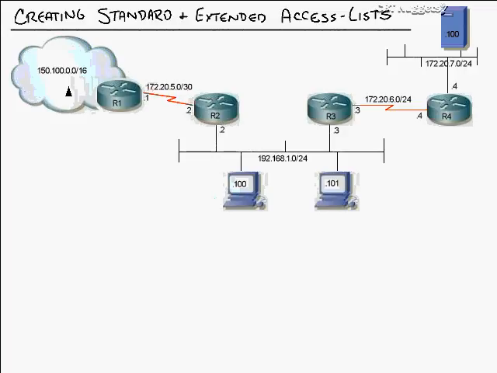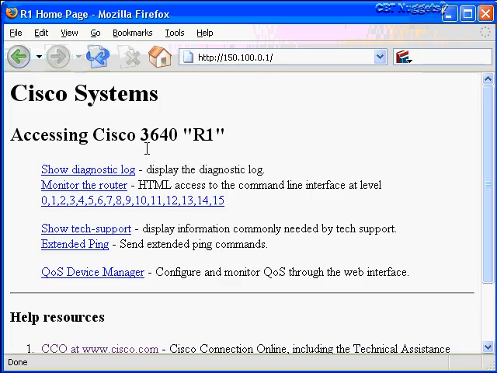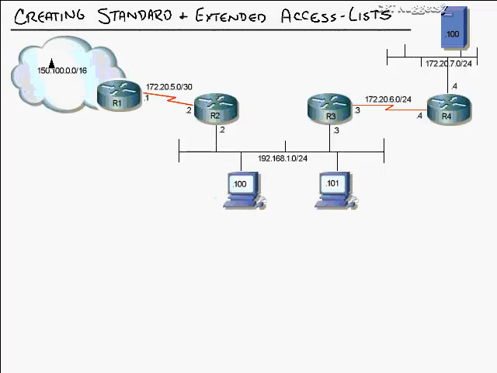Here's how I'm going to test it. I have Mozilla Firefox right here, and I'm going to type in 150.100.0.1, which is actually the interface of router 1 that is connected to this cloud. It's using HTTP to access that interface. So by blocking HTTP to that cloud, we shouldn't be able to access that HTTP interface any longer.